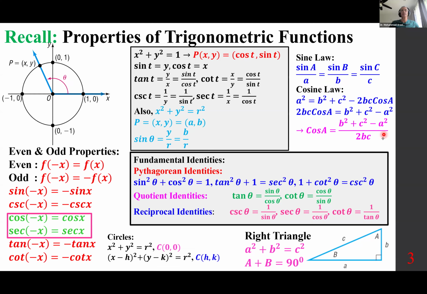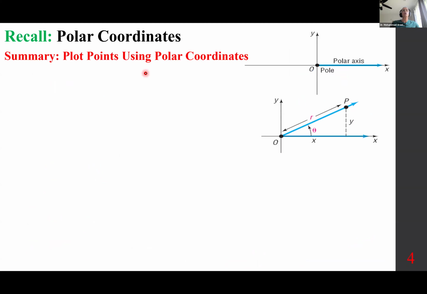Circles with the center at the origin: x squared plus y squared equals r squared. At h, k, a different location as far as the center is concerned: x minus h quantity squared plus y minus k quantity squared equals r squared. Polar coordinates.